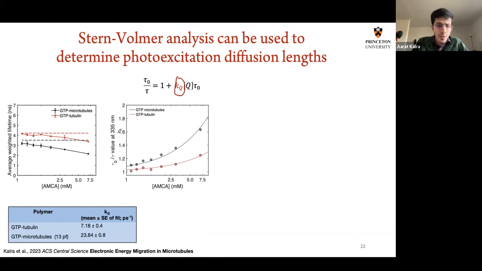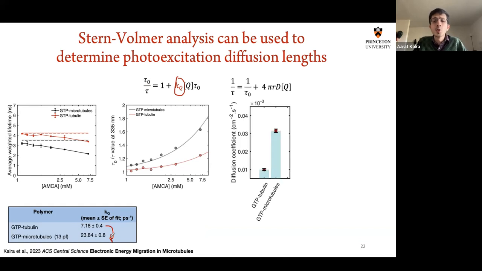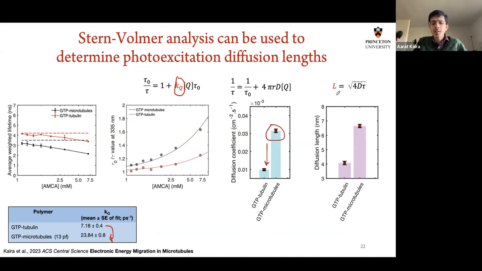So you use this equation, you fit it, and you get a rate constant out of it, of energy transfer. You can see that the rate constant of energy transfer is almost three times higher in a microtubule, okay? Indicating that there are more pathways available in a microtubule. One can use this rate constant to extract a diffusion coefficient of the photoexcitation migration. So this is the area that the photoexcitation explores on a microtubule. And you can see that the area that the photoexcitation explores in a microtubule is dramatically larger as compared to a tubulin dimer. From the diffusion coefficient, one can extract a diffusion length.